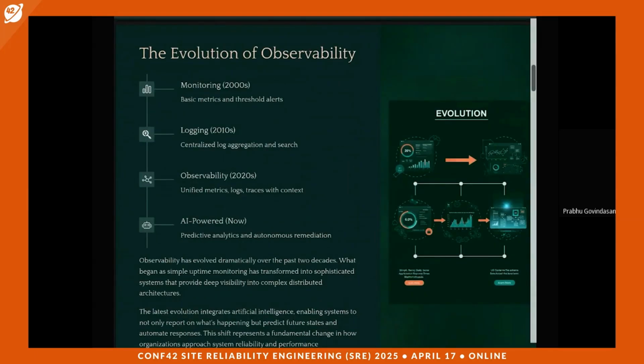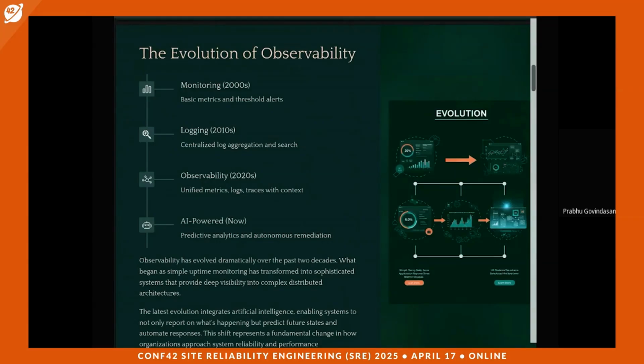The evolution of observability. In the early 2000s, monitoring was about basic metrics like CPU usage, memory, or disk space. It was reactive, just an alert when thresholds were crossed. In the 2010s, logs became central to debugging with tools like ELK and Splunk, aggregating them for better visibility. But logs were still siloed.